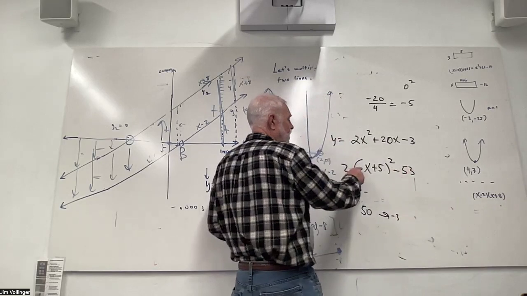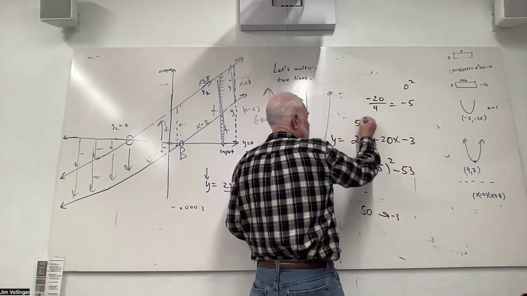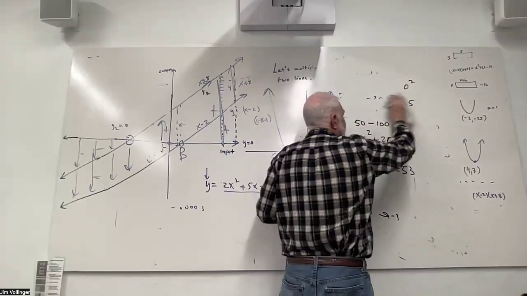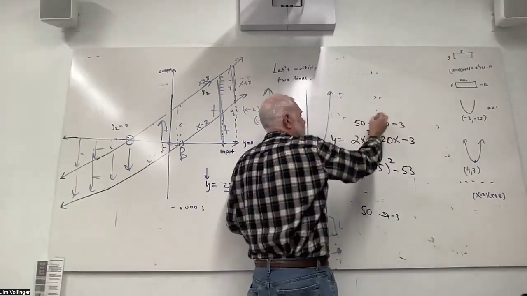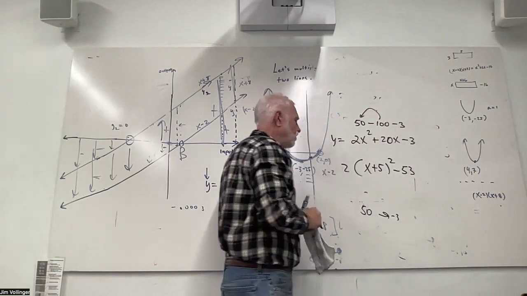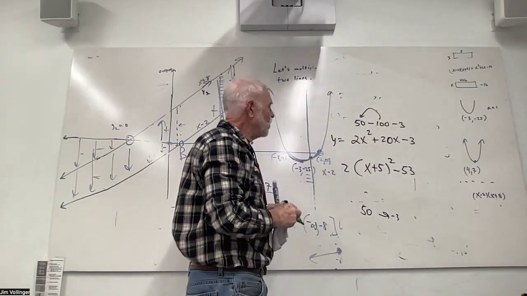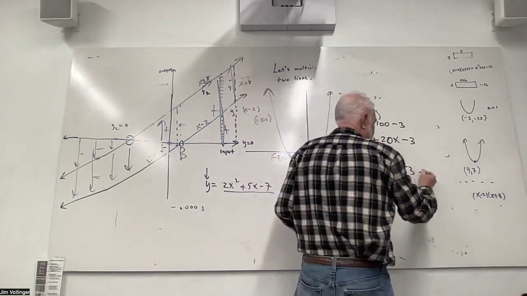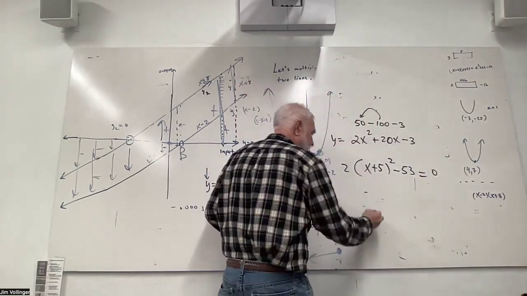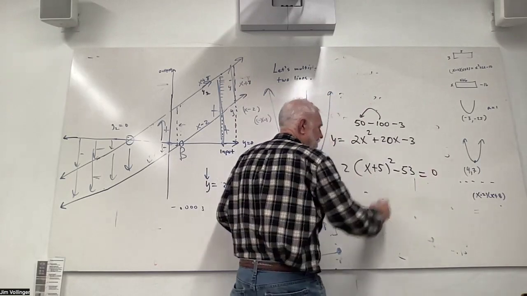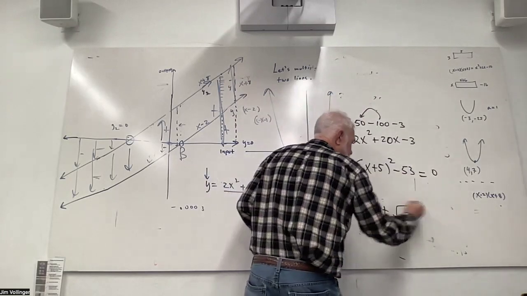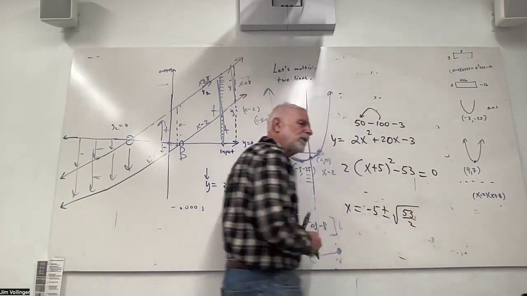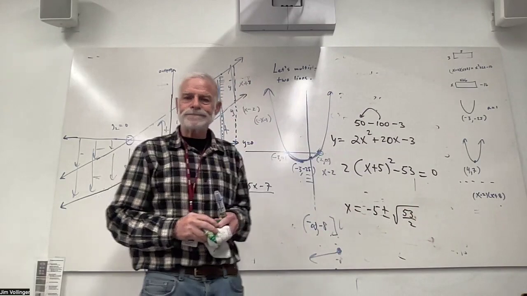But let's check it by plugging negative 5 in. So that gives me 50 minus 100 minus 3. And yes, that is true. And yes, there's our 2-to-1 ratio, which always happens at the vertex of a quadratic. How nice. So now I can look at 0. I know I've got minus 5, plus or minus. I've got to move that to the other side, and I've got to divide by 2. And I can get roots pretty quickly by doing this.